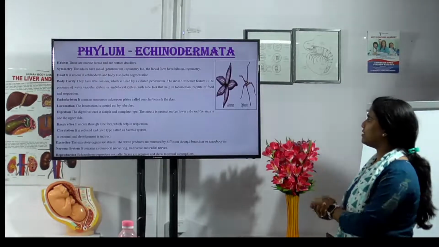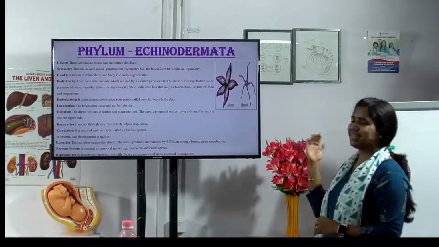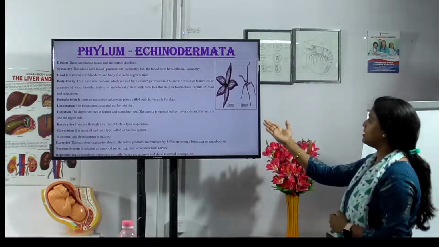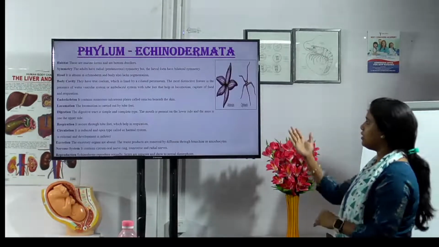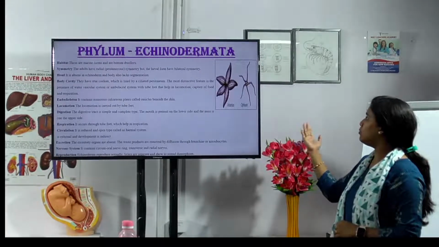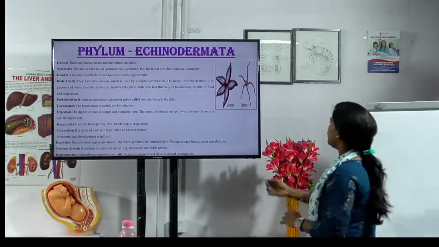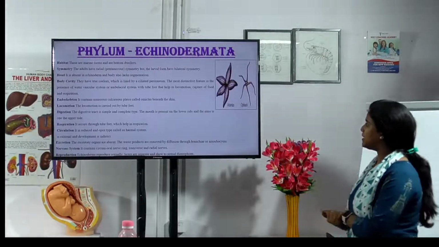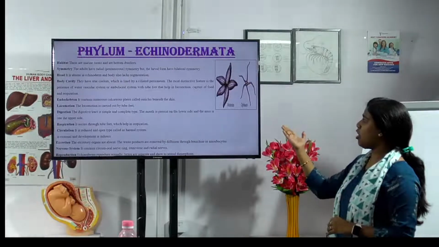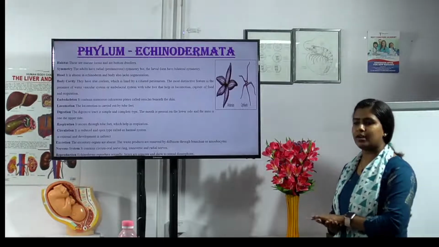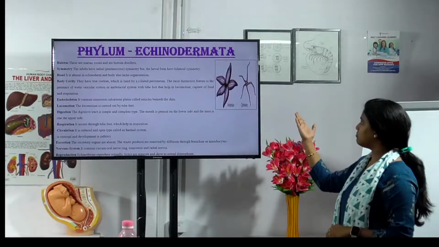Body cavity with a true coelom which is lined by a ciliated peritoneum, and they have a most distinctive feature, the water vascular system or ambulacral system, with tube feet that help in locomotion, capture of food and respiration. இத தான் அவங்க water vascular system சொல்றாங்க. And the endoskeleton is called ossicles beneath the skin. So beneath the skin there is a part called ossicles, okay, in Echinodermata.